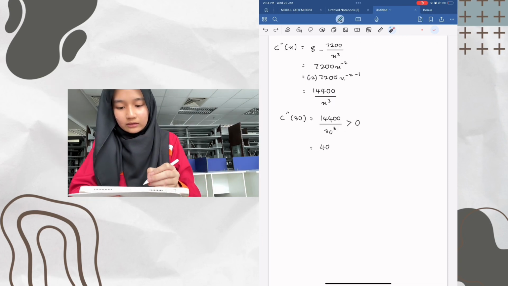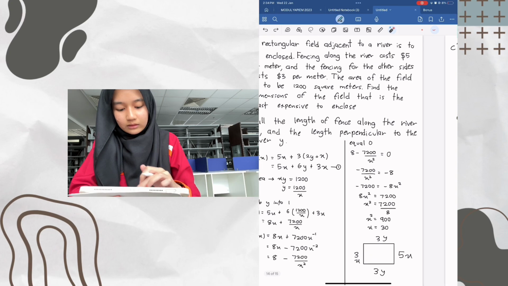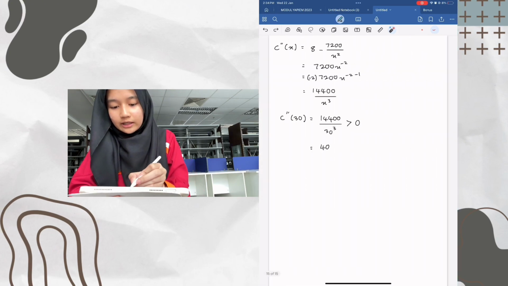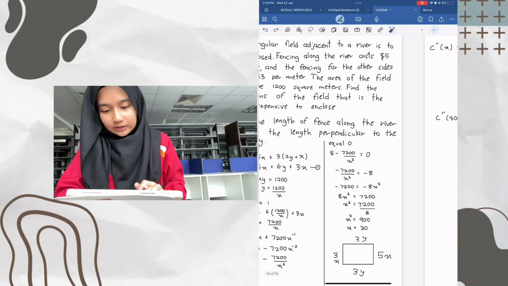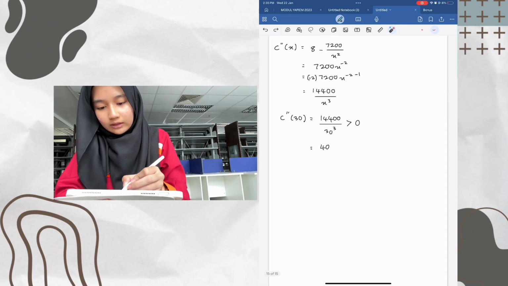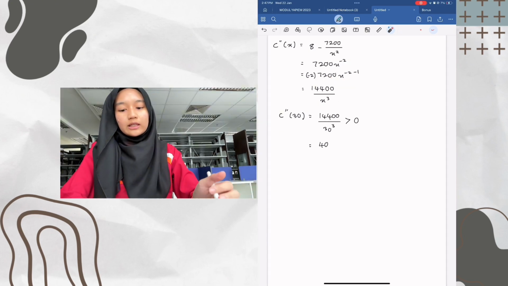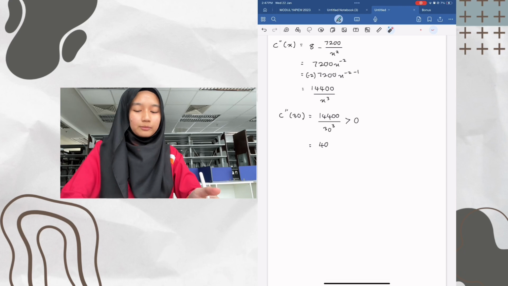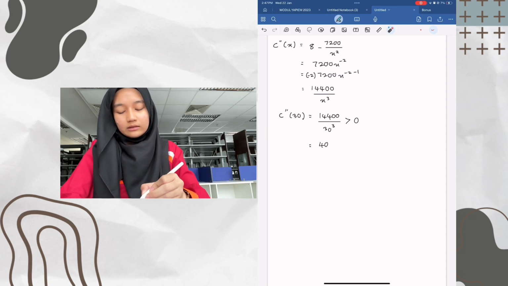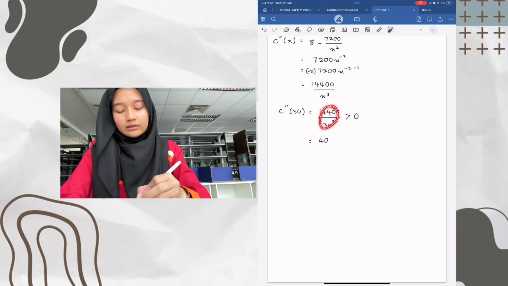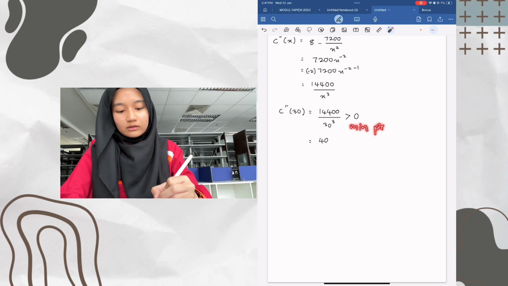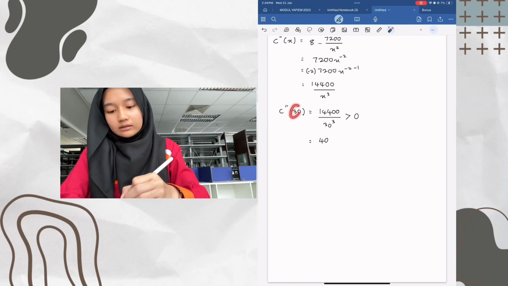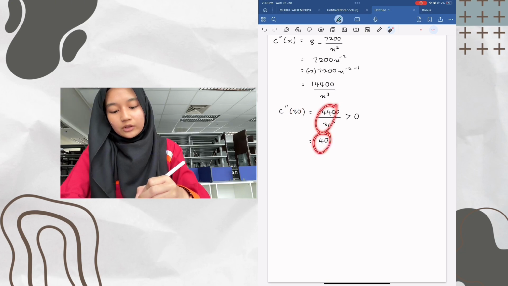After we get the x, we do the second derivative test. Bring the first derivative equation here and derive it. We know that the second derivative test is to find the maximum or minimum point. Since this is more than 0, it is a minimum point. Put 30 into the equation and we will get 40.